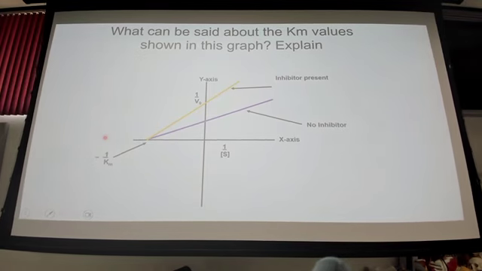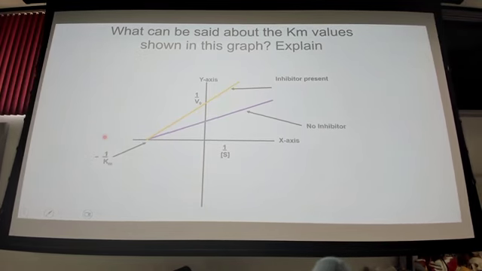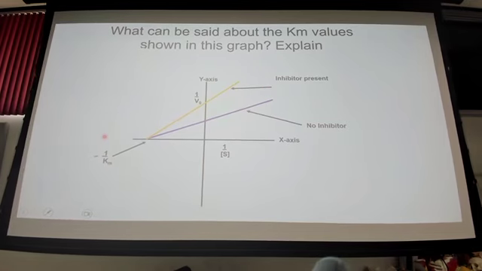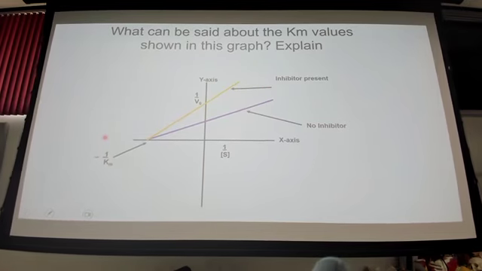What can be said about the Km values in this graph? Km stays the same. Why? Because you didn't add any more substrate. It's not competitive. Your x-intercept is the same, yes. What type of graph is this? Non-competitive.